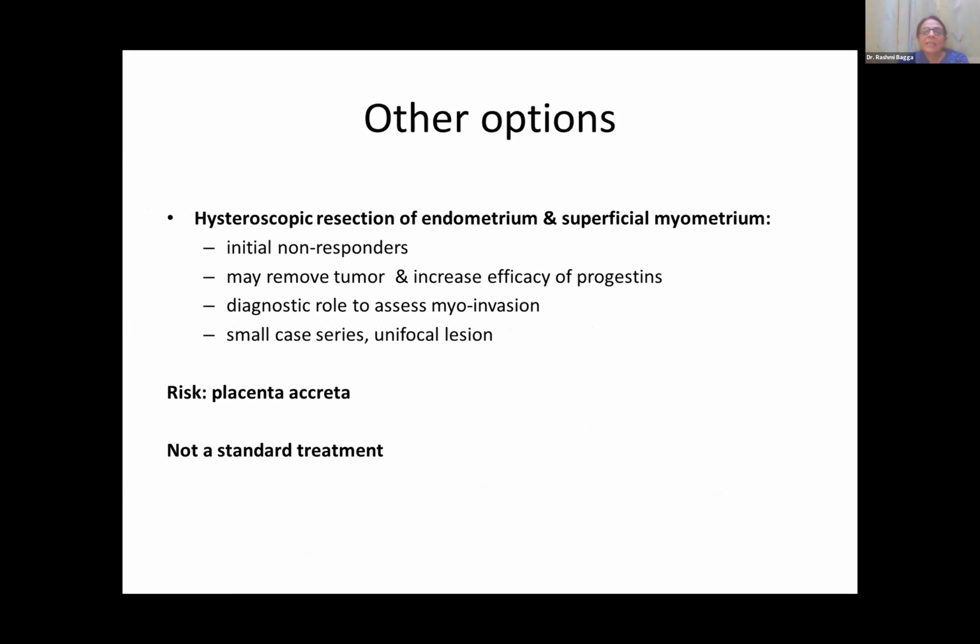Other options which are still not accepted uniformly is hysteroscopic resection of endometrium and superficial myometrium. It may help in some initial non-responders, especially in a unifocal lesion, but there's a risk of placenta accreta in a future pregnancy, and it's not a standard treatment at present.